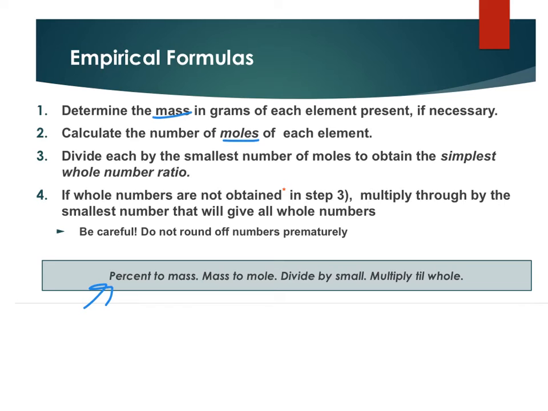If you're given percent, you start there. If you're given mass, then you start here. Turn the mass into a mole, always and forever. This, divide by small, is what we're talking about. Calculate the moles and then figure out the smallest number of that whole number ratio. It has to be a whole number ratio, and then you're going to multiply until you get whole numbers. We're going to do a couple of these for right now, but it's going to come back when we get heavier into stoichiometry later.